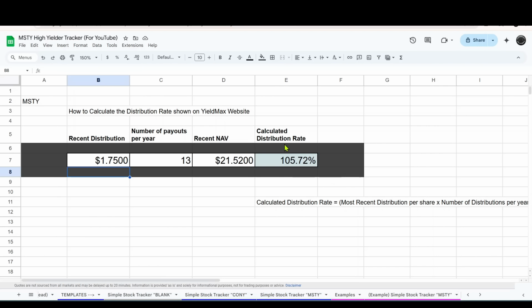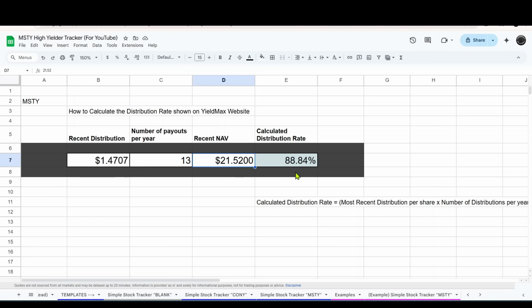So as this price of the NAV decreases or increases, that will affect what is shown on the website for the calculated distribution rate. So really, to fully understand what that distribution rate shown on that website is, you do have to understand what numbers are involved in that number. Because as you change one and the other, it can change that distribution rate.